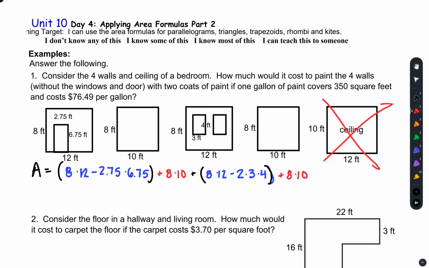If you prefer to find each one of these individually and add them together, totally fine by me. This is how I like to do it. So the total area that I'm painting ends up coming out to 309.4 square feet.